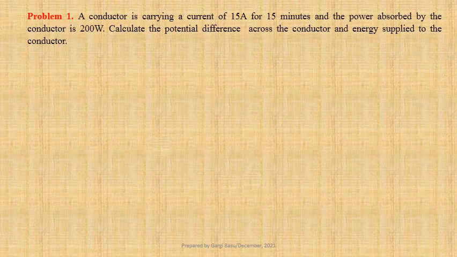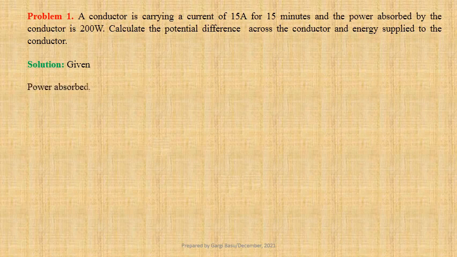A conductor is carrying a current of 15 ampere for 15 minutes and the power absorbed by the conductor is 200 watts. We have to calculate the potential difference across the conductor and energy supplied to the conductor. Let us first write down the given data.